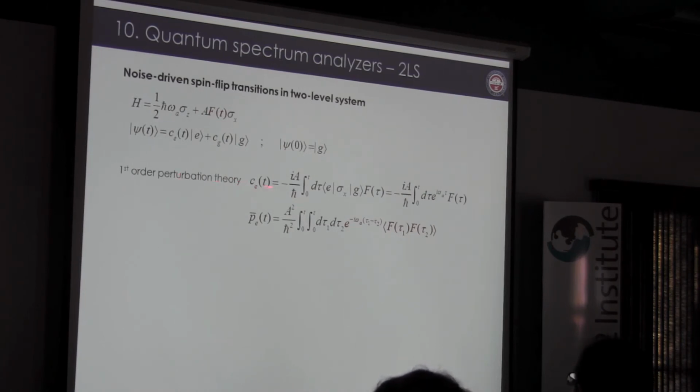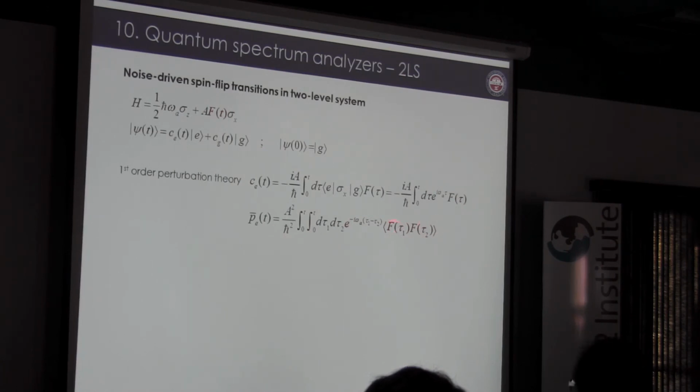And I can figure that out in first order perturbation theory. There are no double integrals, it's first order perturbation theory. So what I essentially get is that the coefficient, the amplitude of the excited state, is given by a time integral of this noisy magnetic field that might excite the atom. Then I can look at the probability of occupying the excited state by squaring that.